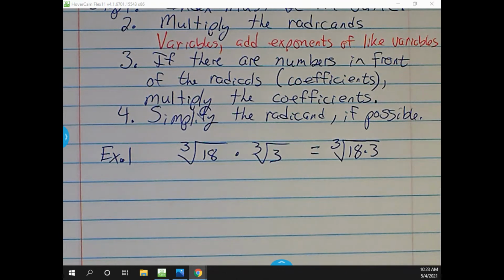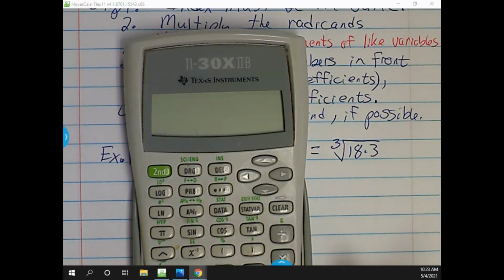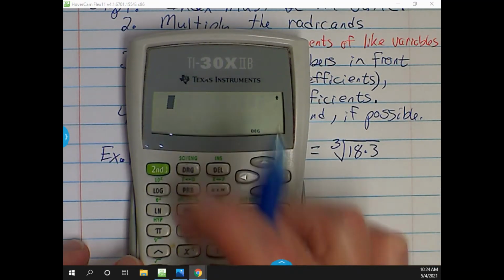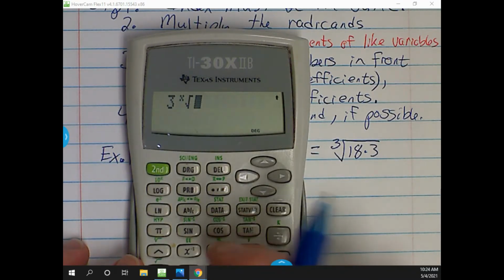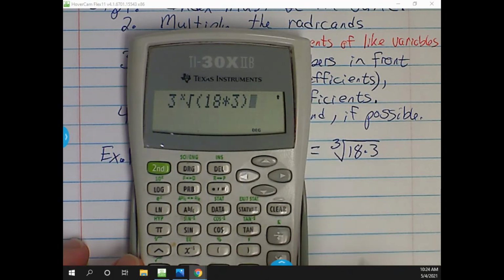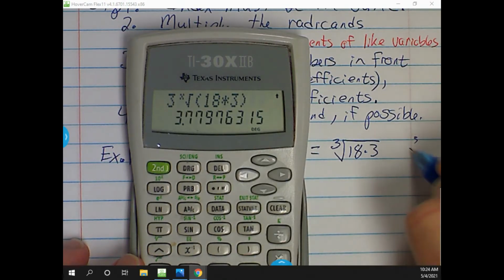All right, now here's a check that you can do. Here's one where you take your calculator on the side because sometimes the numbers are going to be really easy. So before you multiply these two things together, go ahead and just rewrite it as 18 times 3. Take out your calculator and check what that answer is. So we've got the third root of 18 times 3, and make sure you put that in parentheses. It's the third root of 54.